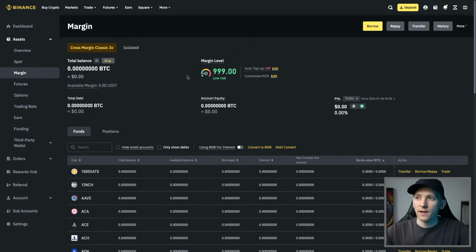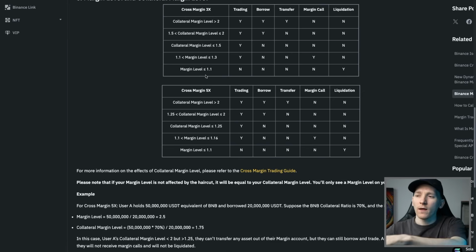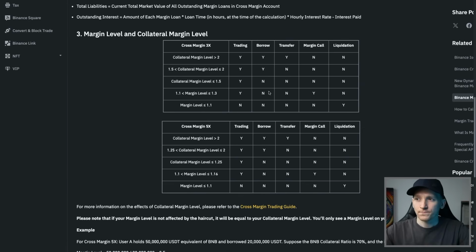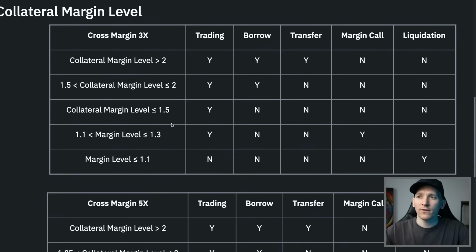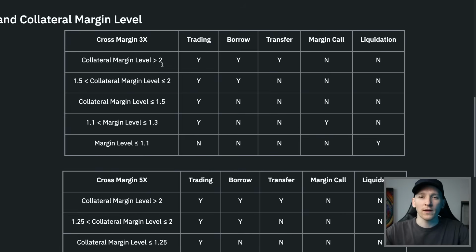If we go to the margin account right here, you should be able to see this. So this is a score and it's going to tell you how healthy it is. This is a score based on the amount of money that you have, cash, and the amount of equity that you have. And it comes out into these levels, as you can see here. So if your margin level or margin ratio is above 2, then no problems. That means you have plenty of money to fund the trade and you can trade, borrow, transfer, and you're not going to get any margin calls or liquidations.